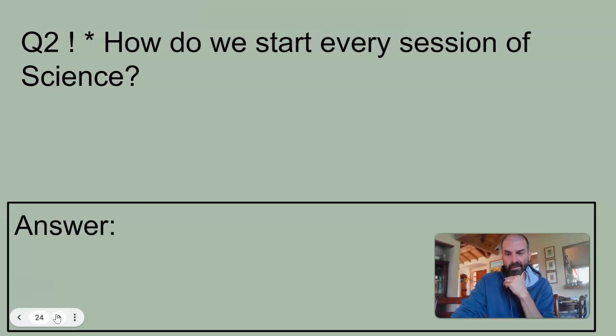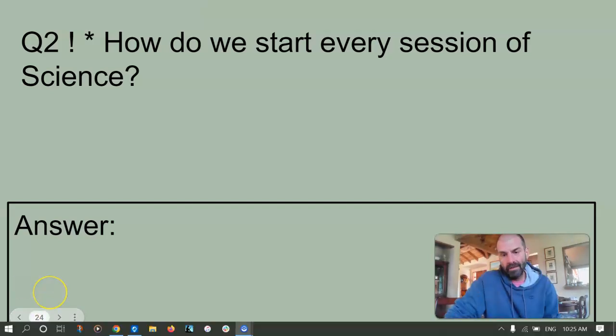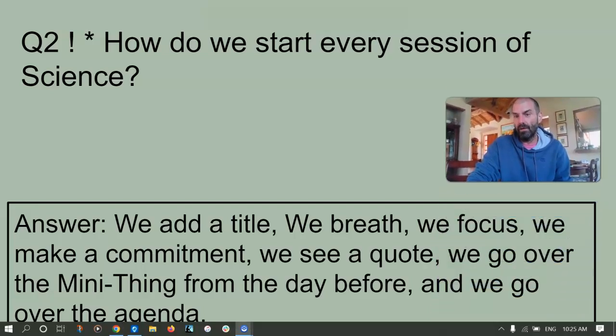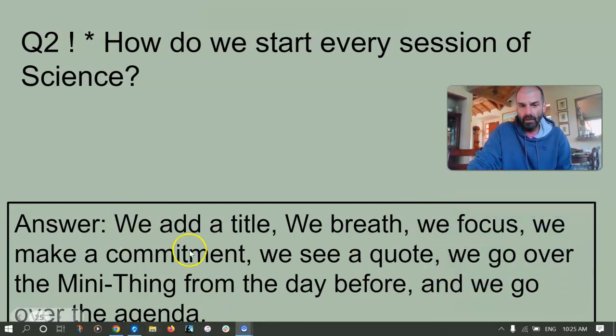How do we start every session of science? Ooh, good question. I know I didn't talk about this, but you've been in a bunch of science classes at this point, so you should start to internalize it. How do we start every session? What is similar about every session of science? And everyone's freaking out: I have to memorize it, I have to know it. Well, you should know this. We put a title on our notebook. We breathe. We focus. We make a commitment. We see a quote. We go over the many things from the day before, and we go over the agenda. And then we get started with science. So every day is the same because ritual and habit are very important for us to get in that zone of learning and to really go, okay, where am I right now? What are the expectations of my behavior? All of that good stuff.